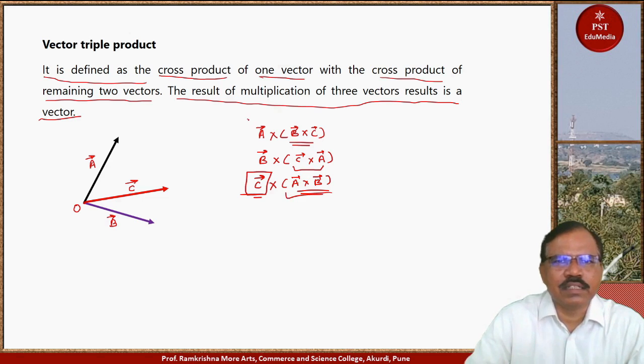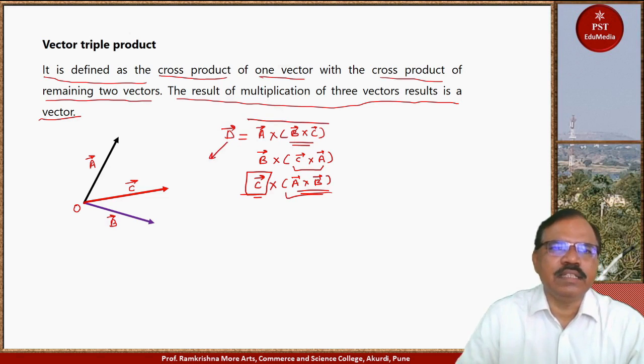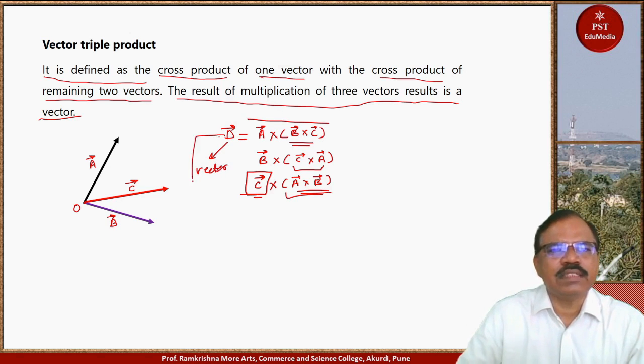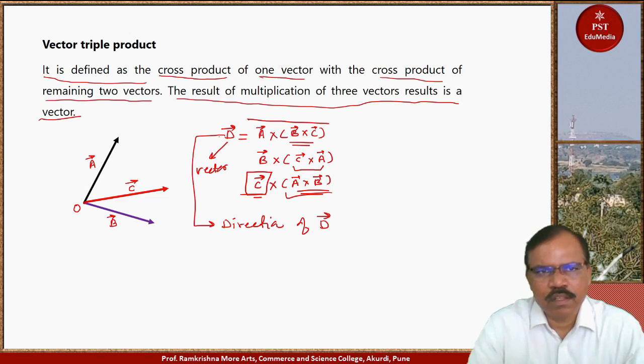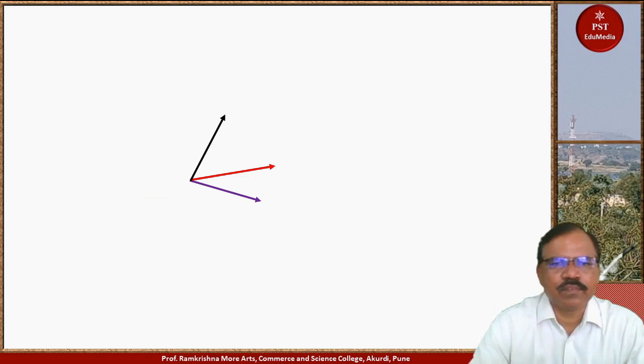Now, the resultant: suppose we write D is equal to A cross B cross C, then D is a vector. What is the direction of D? That we will see.